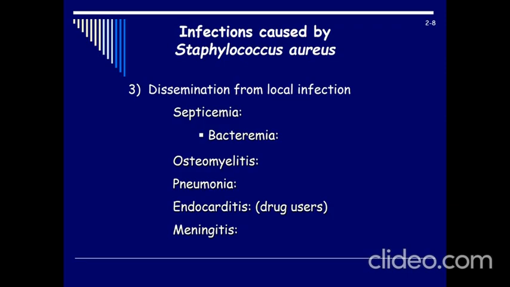Meningitis, most people, when they think of meningitis, they think of viral meningitis, or if they're thinking of bacterial meningitis, they're thinking of Neisseria meningitidis, which we'll talk about later. But meningitis can be caused by Staphylococcus aureus. It is capable of causing it and can get in there, and it can be deadly in that way.